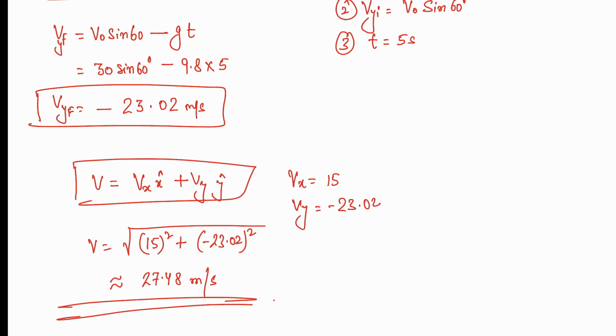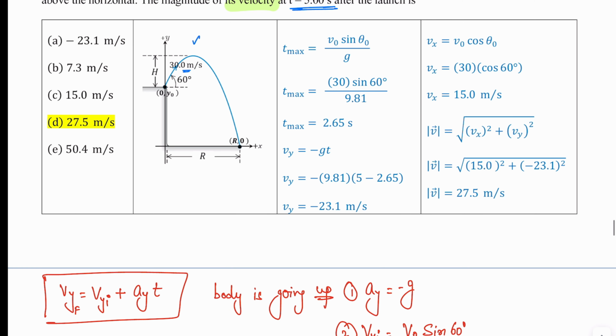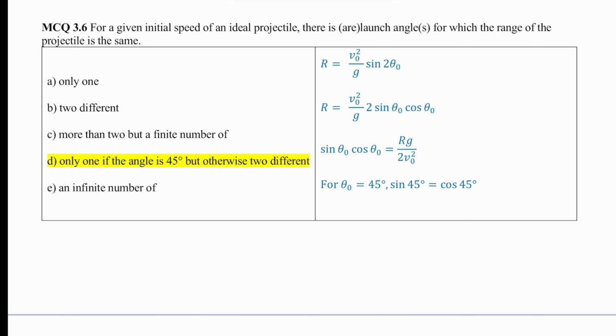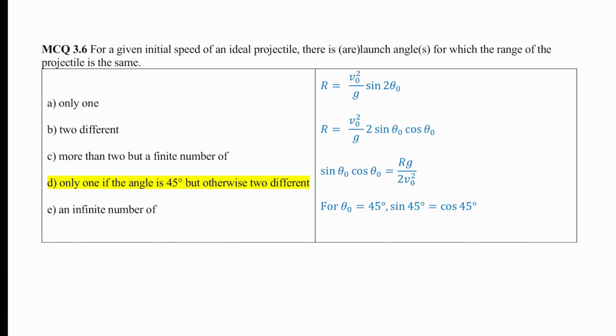And guys, if you apply this rule, it will become very easy for you to solve all the questions. And if you have any other technique, you can solve that. But now the question number third: for a given initial speed, okay, so V naught is given. For an ideal projectile, there is or are, means more than one is possible, launch angle. Means they are looking for angle theta for which the range of the projectile is the same.